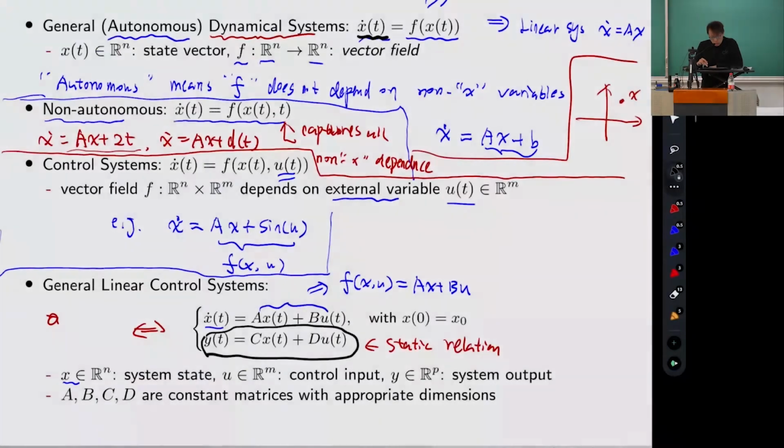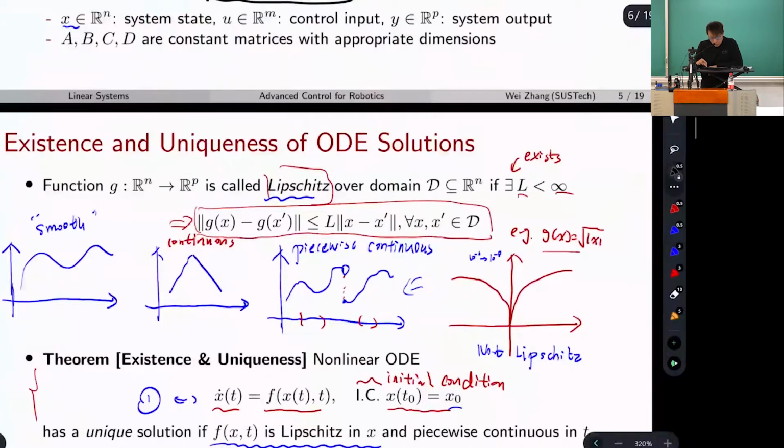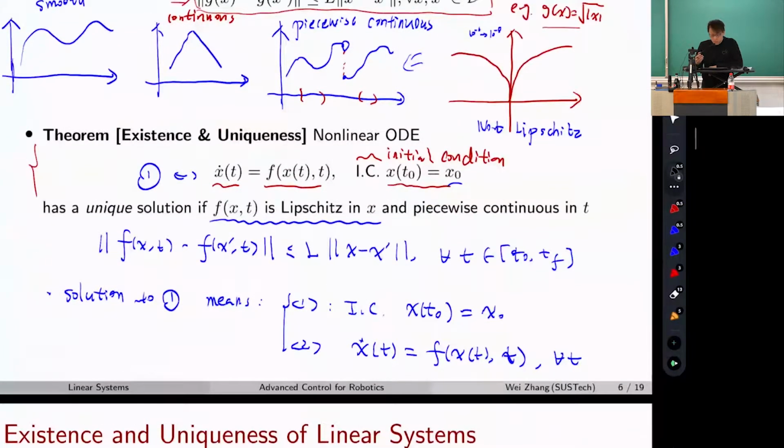Let's briefly recall what we did last time. We introduced ordinary differential equations. I think the most important result I want you to be aware of is the existence and uniqueness for nonlinear ordinary differential equations of this form. Any differential equation of this form with a given initial condition has a unique solution if the vector field is Lipschitz in x and is piecewise continuous with respect to t.